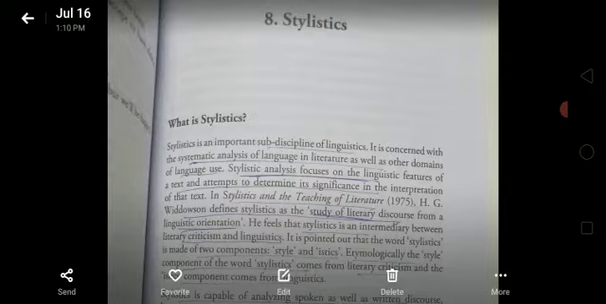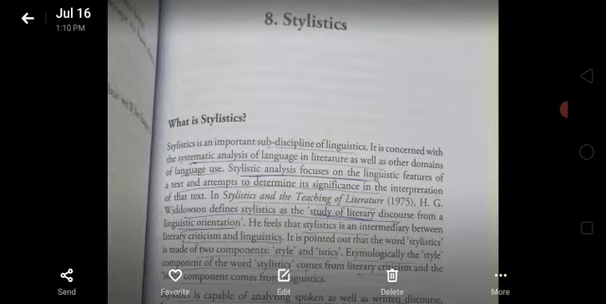Today we are going to take a new topic called stylistics. This is quite easy for understanding as well as from the point of view of examination. So you have to go through it in detail at your level. I will try to show the most important points and elements regarding stylistics. Let us see what is stylistics.